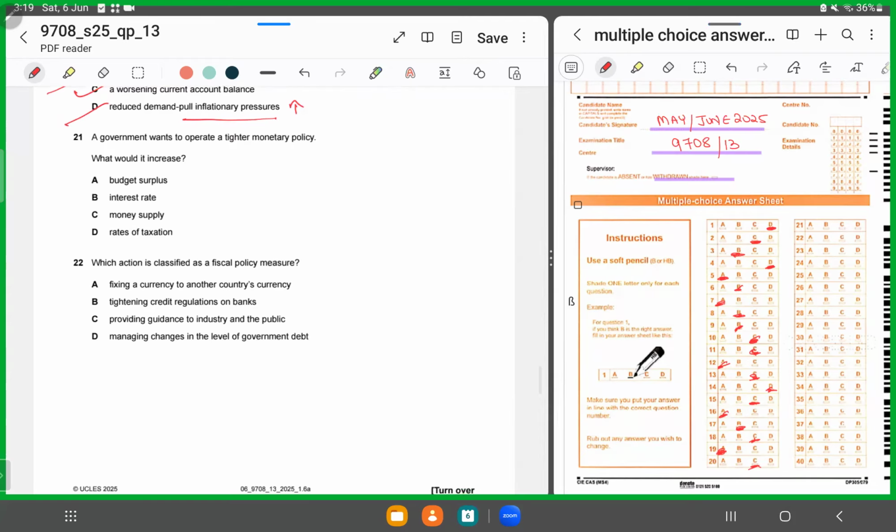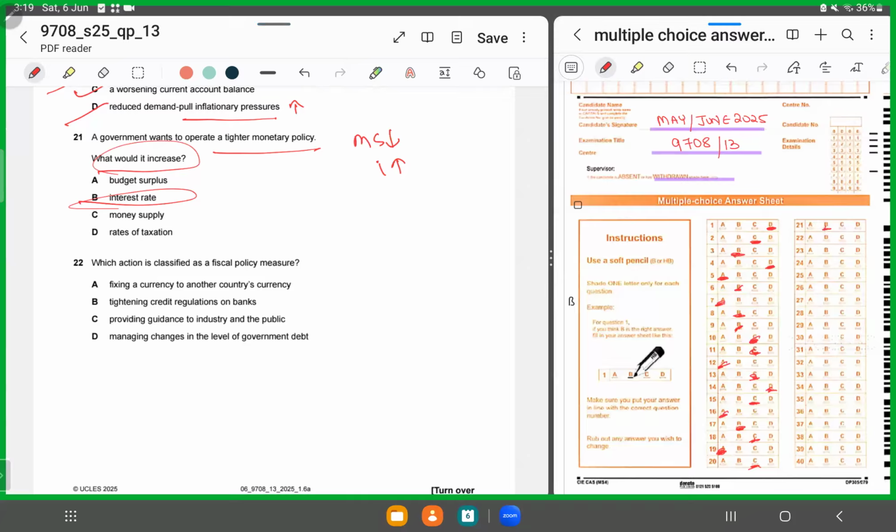MCQ number 21 says a government wants to operate a tighter monetary policy. A tighter monetary policy means that either it wants to reduce money supply or it wants to increase interest rate. Now, what can it increase? It can increase the interest rate. As simple as that. So for 21, we'll shade in B.